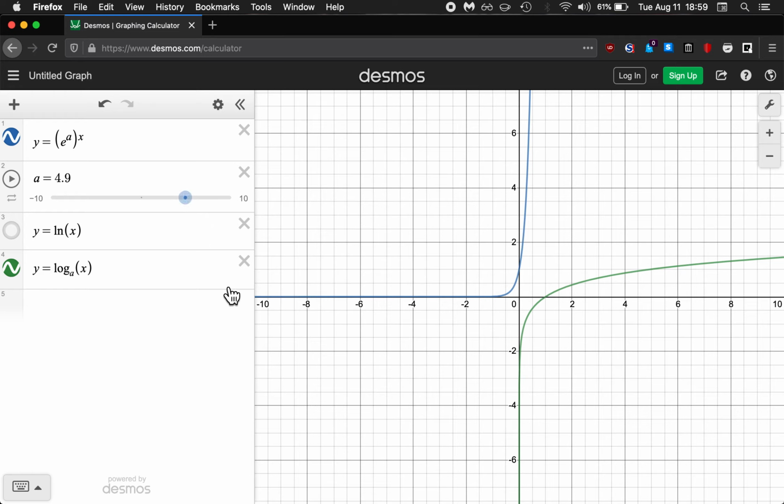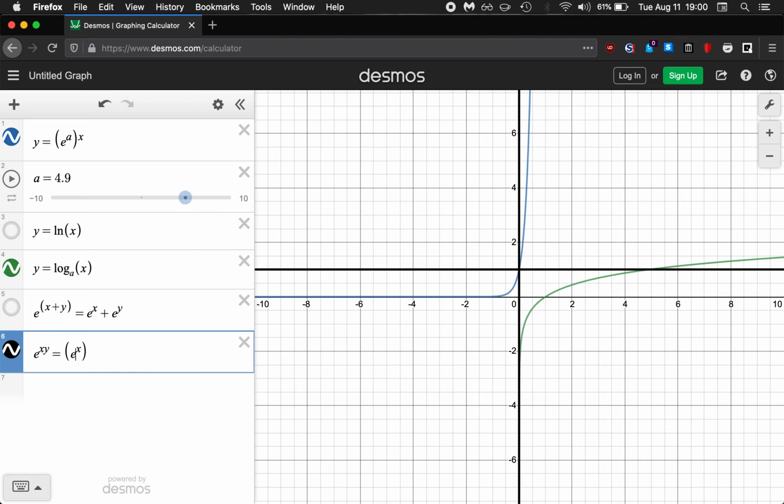So both of these operations, taking an exponent or taking a logarithm, have lots of interesting algebraic rules to them. I'll quote some of them here. So e to the power x plus y in the exponent is the same as e to the power x times e to the power y. If I have e to the power x times y in the exponent, that's equal to e to the power x in parentheses, and then all of that to the power y.